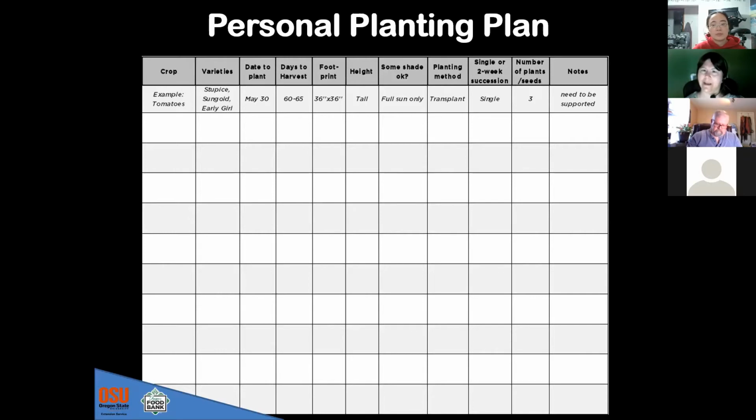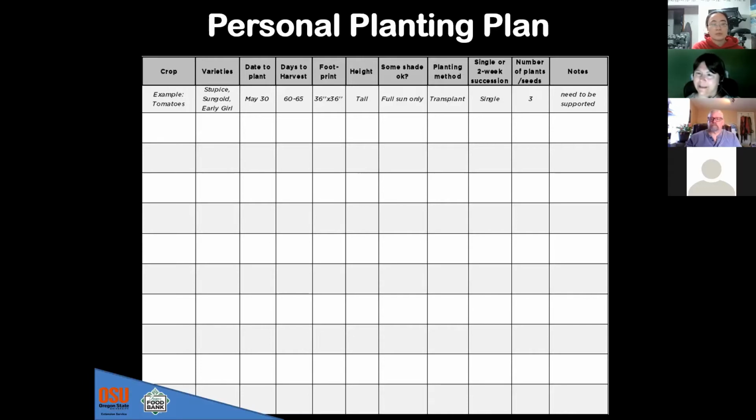You're going to want to write down whether or not you're going to direct sow this. Some things like beets can be direct sown into your garden, but other things like a tomato plant are going to need to be started probably in a greenhouse by you or somebody else, and then transplanted into your garden. So you need to know if it's a transplant plant or a direct sown plant.